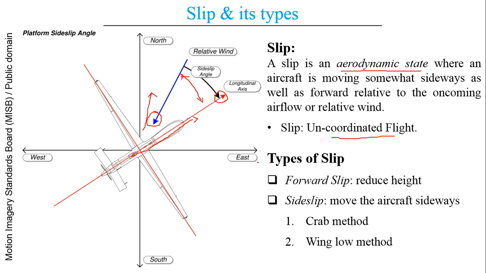Now talking about the types of slip, there are two major types of slip. One is a forward slip and the second is a side slip. The forward slip and side slip are basically maneuvers performed by pilots in order to compensate for this relative wind change. Here, forward slip is basically used to reduce the height or altitude of an aircraft, and side slip is used to move the aircraft sideways. When we are talking about side slip, it can be further classified into two subcategories. There are two methodologies which are being handled. The first one is the crab method, and the second one is the wing low method.